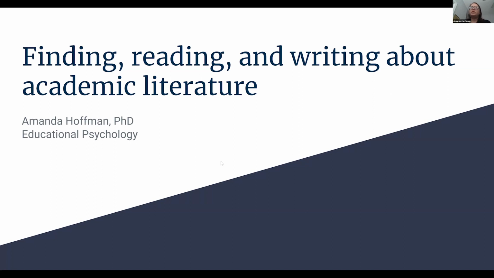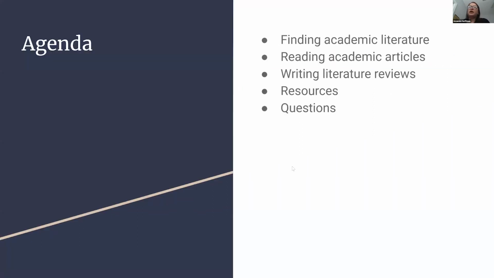So just a quick agenda. I'm going to go through a couple slides about just finding academic articles and journal articles. Then we'll get into how to read those specifically, and then what to do when you're writing a literature review. And then the last slide, I'll have some resources for you all, both on campus and online, and one book, and then we can answer any questions that you might have.